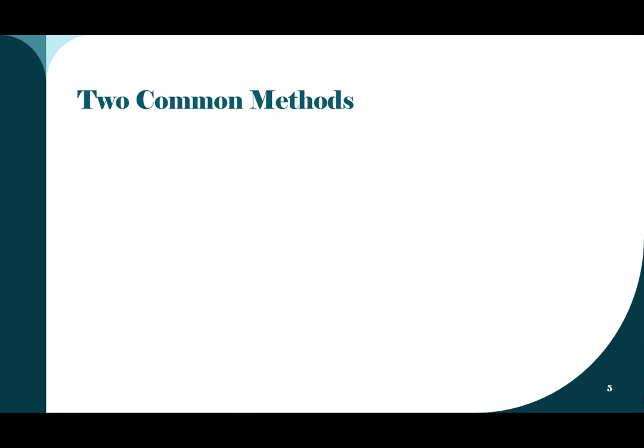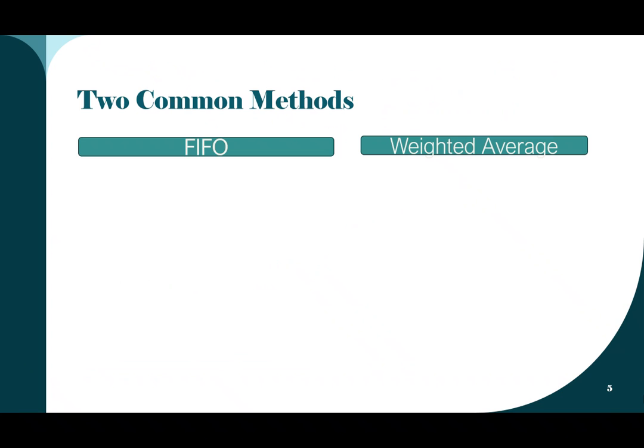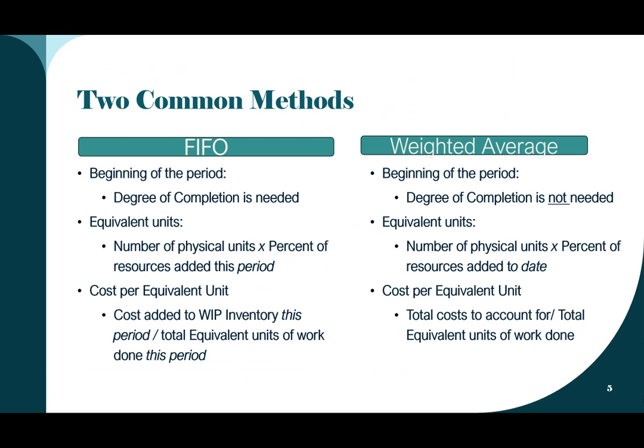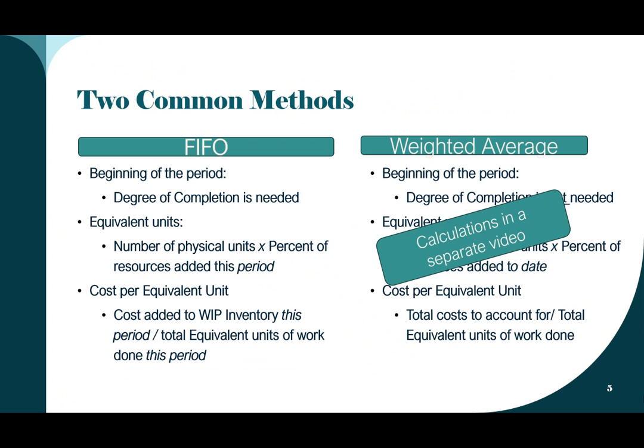There are 2 common methods for calculating equivalent units, the FIFO method and the weighted average method. In the FIFO method, we are concerned with first in, first out, and therefore we consider the beginning of the period information, such as the degree of completion and how much additional resources were added into the period. In the weighted average method, we are not concerned with the beginning information, and we look at all resources added to date. Now, in this video, I just cover FIFO. I have another video where I cover the weighted average method.